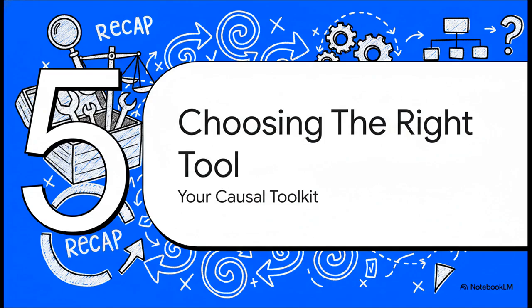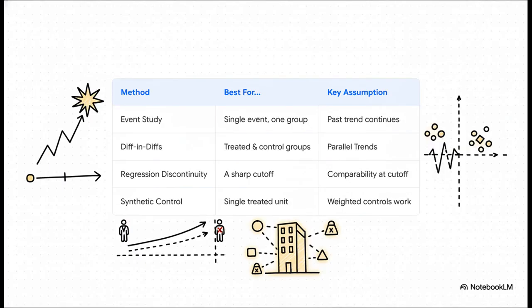So there we have it. We've just filled our toolkit with 4 amazing methods for hunting down cause and effect. Now let's do a quick recap so you know exactly when to pull out each one. Think of this table as your official cheat sheet. If you've got one big event hitting one group, you'll probably reach for an event study. If you've got clear treated and untreated groups, that's a job for difference in differences. See a sharp cutoff rule somewhere? That's your signal for a regression discontinuity. And for those big one-off case studies like a state or a country, the synthetic control is your best friend. Just always remember, each tool is only as good as its core assumption.